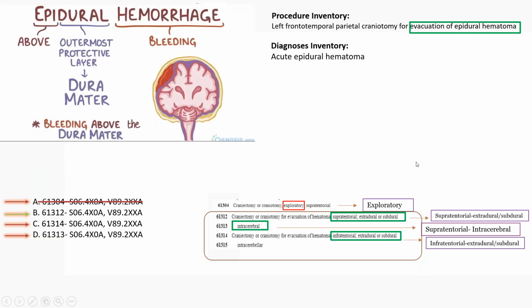Before moving on to solving the scenario, let me show what an epidural hematoma hemorrhage is. Epi means above, dural means the outer protective layer, that is the dura mater, and hemorrhage means bleeding. So epidural hemorrhage means bleeding above the dura mater. You can see from this image, this is the dura, the outermost protective layer, and the hemorrhage or blood clot is happening above the dura. That is the epidural hematoma, just below the skull.